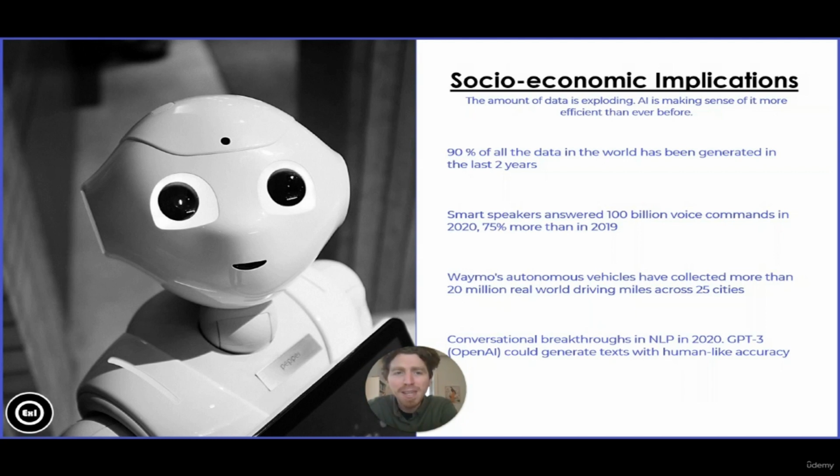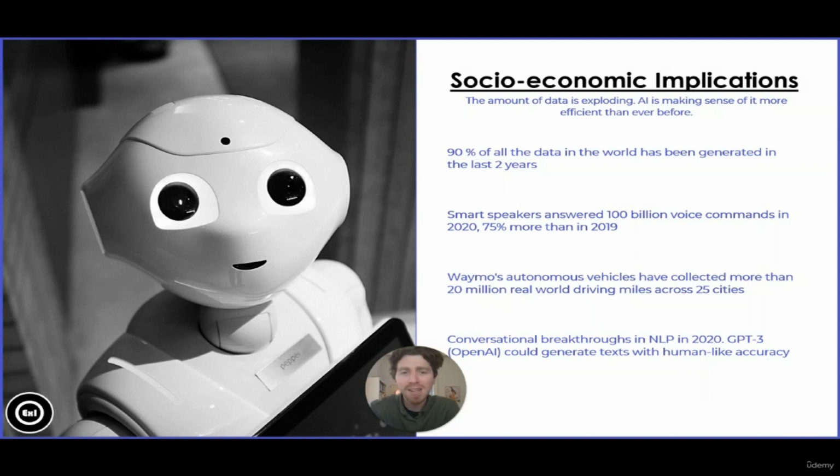Thinking about smart speakers, they answered 100 billion voice commands in 2020, which is 75% more than in 2019. And this figure is also expected to stay that high. So also the owners of these smart speakers, they become even more powerful than they are already today, because here they can work with information in the form of audio and therefore target specific products and services towards their customers.